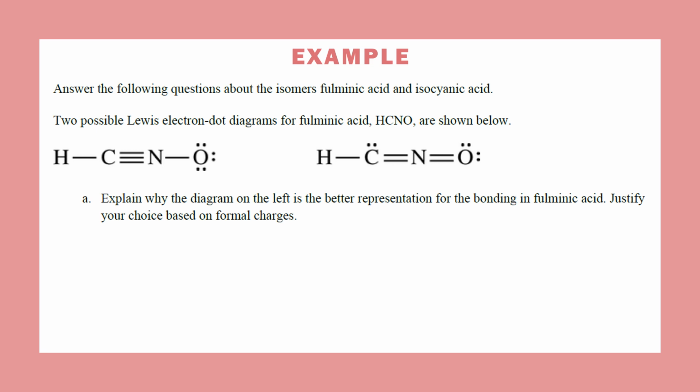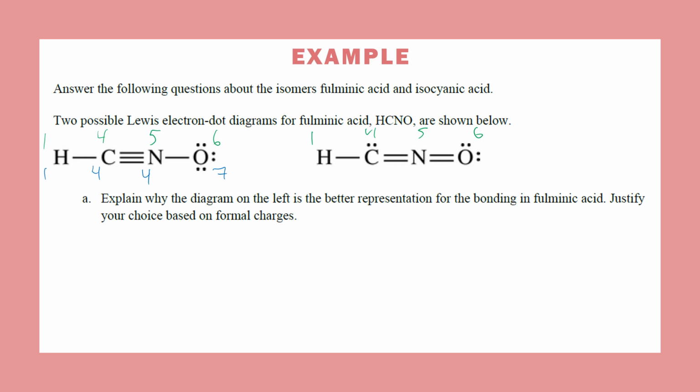Hydrogen normally has one valence electron, carbon normally has 4, nitrogen normally has 5, oxygen normally has 6. 1, 4, 5, 6. But now let's do how many are currently assigned to it. Hydrogen has 1 assigned to it currently, just 1 for the bond. Carbon has 4 bonds, 4 electrons assigned to it. Nitrogen has 4 bonds, so 4 electrons. And oxygen has 1 bond plus 6 electrons in the lone pairs, so 7 total.